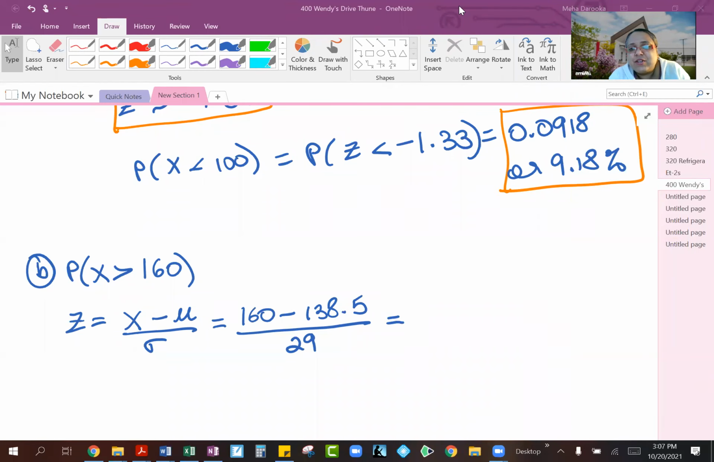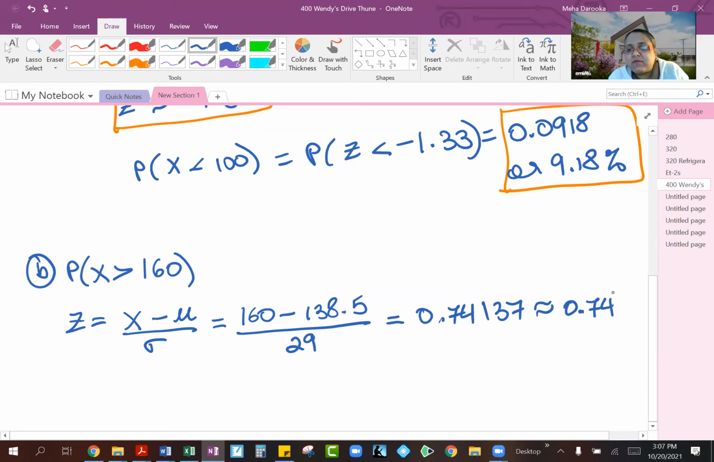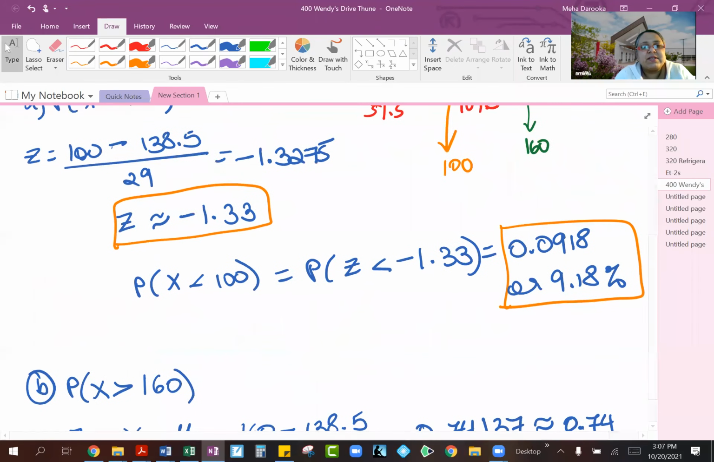Very nice, guys. So again, as your raw answer, it comes out to be 0.74137. So you're rounding it to 2 decimal places. After the 74, you have a 1, so we know it's not going to change anything for us. So you end up getting 0.74 as your z-score.